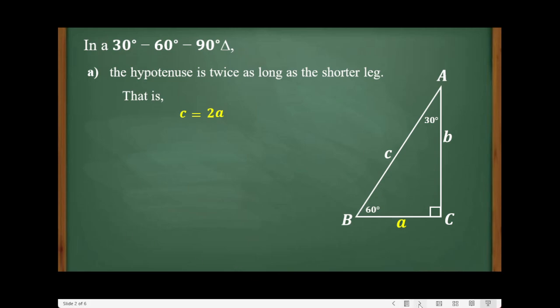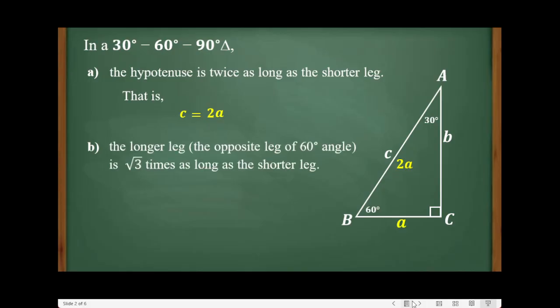And another property relating to this special right triangle is that the longer leg, which is opposite the 60-degree angle, is square root of 3 times as long as the shorter leg. Mathematically speaking, based on this right triangle, b is equal to a square root of 3. So it means this longer leg is equal to a square root of 3.